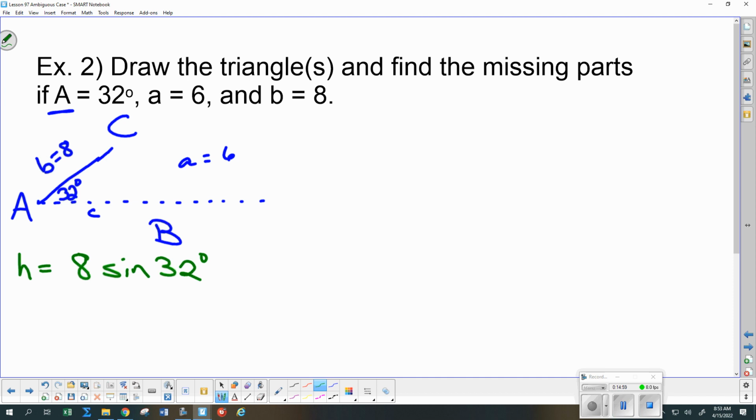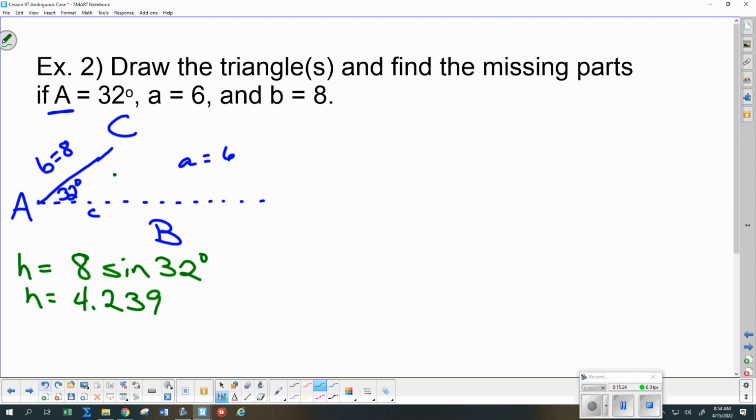Kate, do you have H for me? So H is 4.239. So straight down would be 4.239. I have a side that's 6. Is that long enough to make a triangle? So I've got 1 or 2 triangles. That's what I know so far.